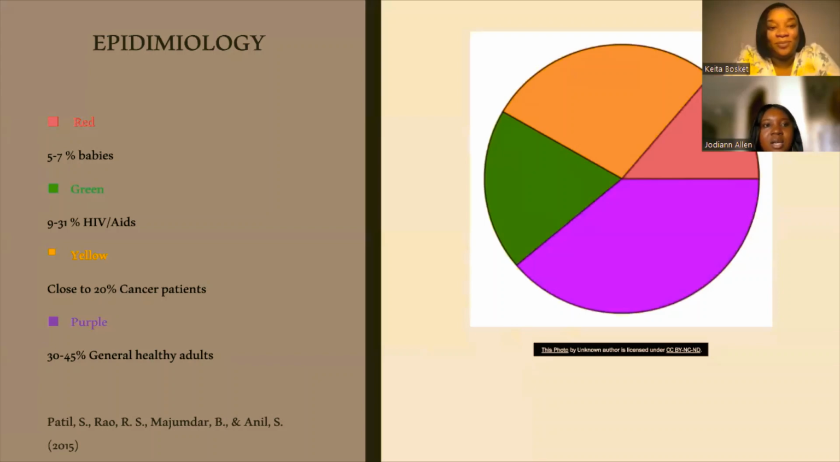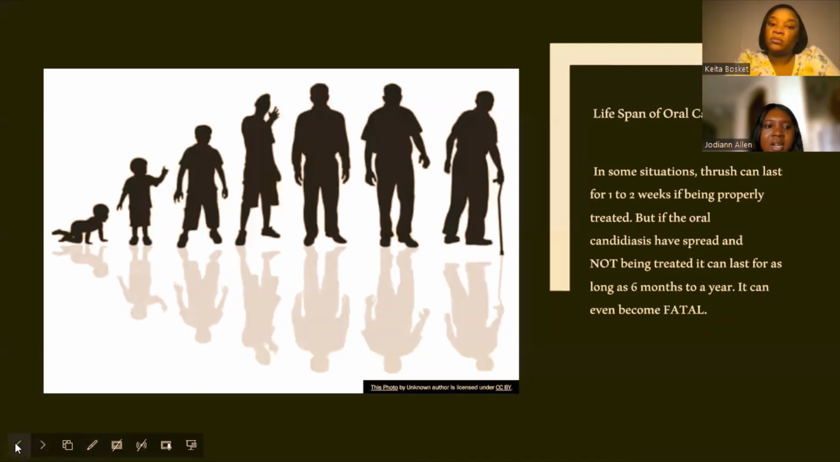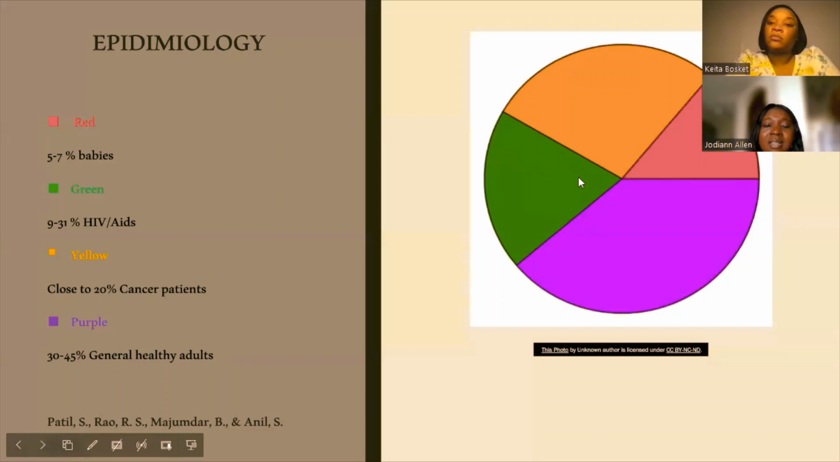Now, for the epidemiology part of this disease. This is the graph that we're using to talk about the statistics. The red section shows the percentage of babies that come in contact with this disease, 5 to 7%. The green section tells us how much percentage of people that have HIV or AIDS come in contact with this disease. That number is 9 to 31%. This is how bad this disease is. However, it's not that bad for HIV/AIDS as opposed to people who are generally healthy adults.